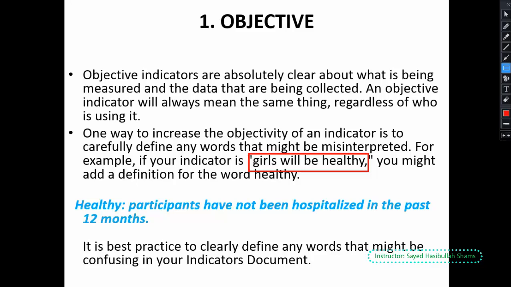So one way to increase the objectivity of the indicator is a clear definition of the confusing words. For example, healthy. It means that participants have not been hospitalized in the past 12 months. So now it is clear that girls who were not hospitalized in the past 12 months are healthy girls. One way to get objectivity is to define each word in the indicators.